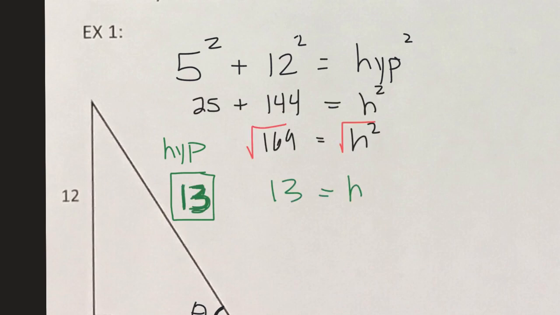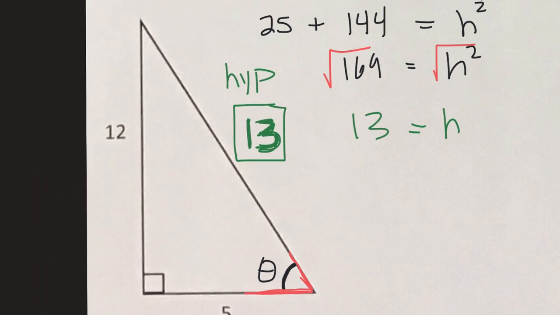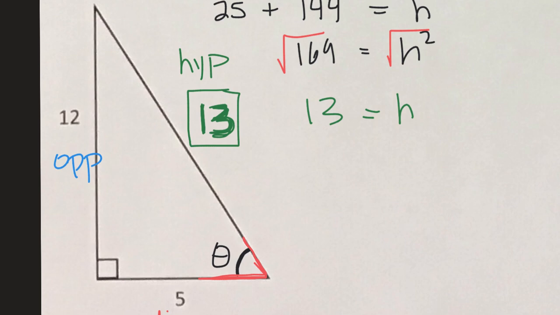So our first thing is to get our side of 13. So let's identify. 13 is clearly your hypotenuse. What side of our triangle is 5? 5 is the adjacent side, right? Because it's the side that makes up your angle. The hypotenuse and the adjacent make up your angle, which means 12 is your opposite side. So we have our adjacent side, our opposite side, and our hypotenuse side.